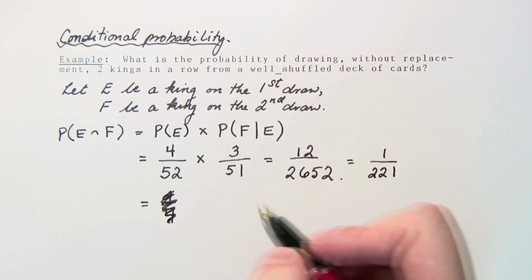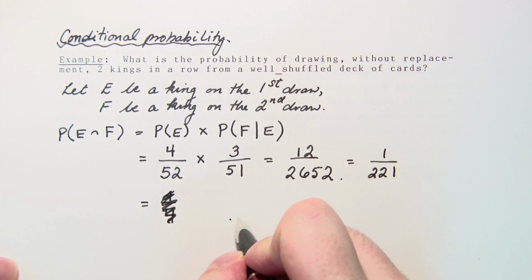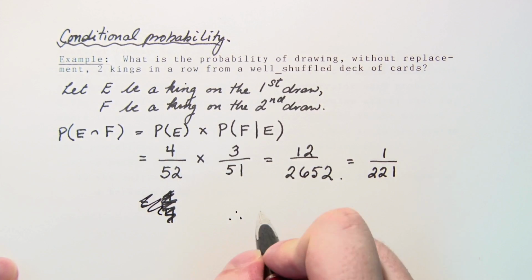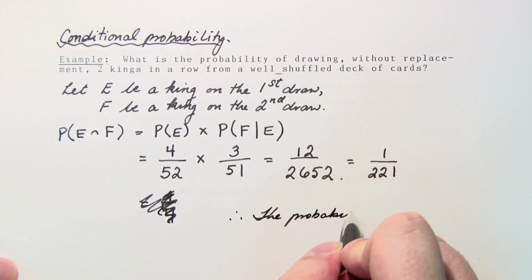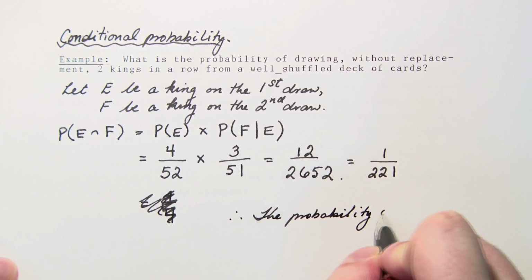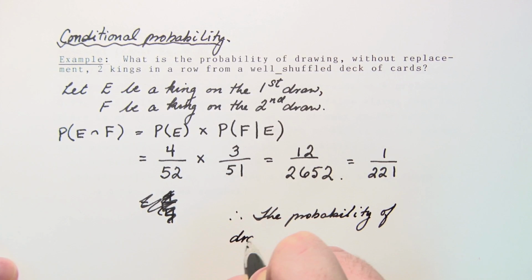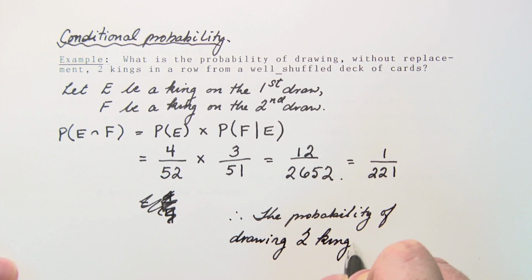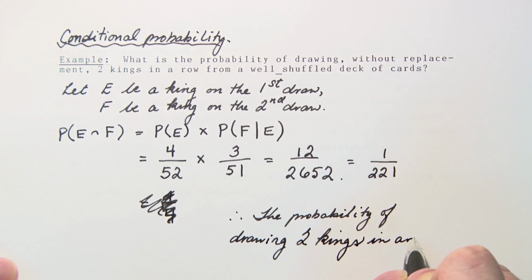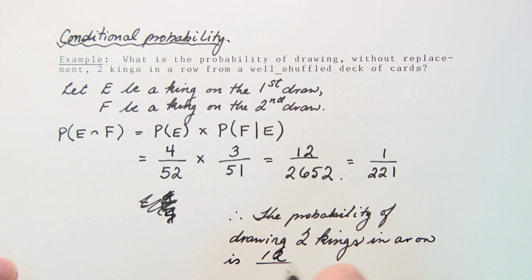So, again, make sure that you have a therefore statement. So, therefore, the probability of drawing 2 kings in a row is 12 over 2,652, or 1 in 221.